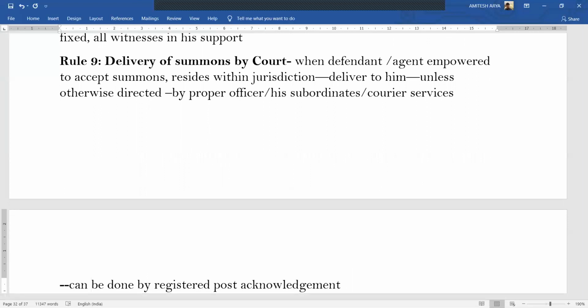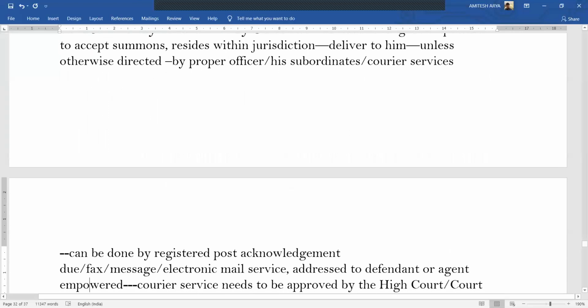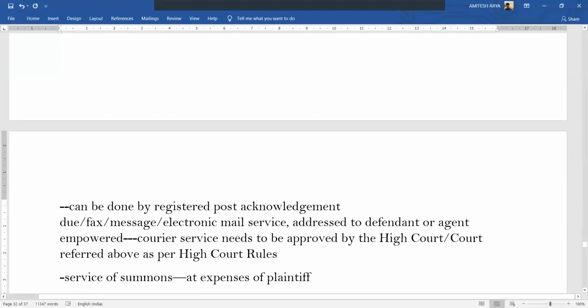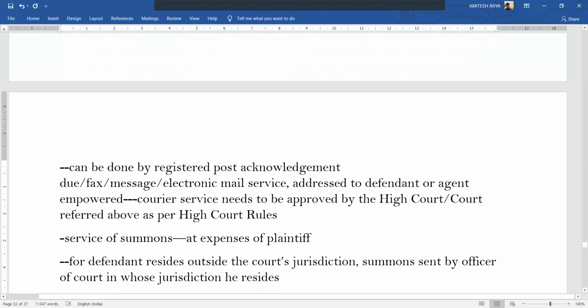You can also do by registered post, which has an acknowledgement due, where you will take an acknowledgement by the receiver, or by fax, message, email, which is addressed to the defendant or agents, etc. And what mode will be used will be done in accordance to the High Court rules and whatever has been approved by the High Court or the court record. And the service of summons always takes place at the expenses of the plaintiff.